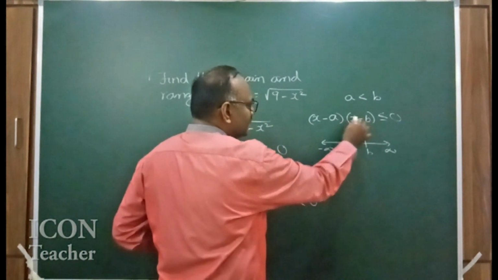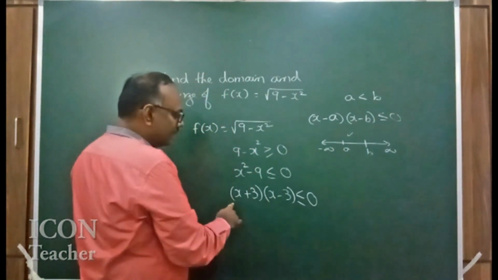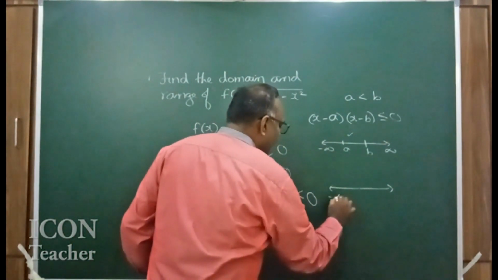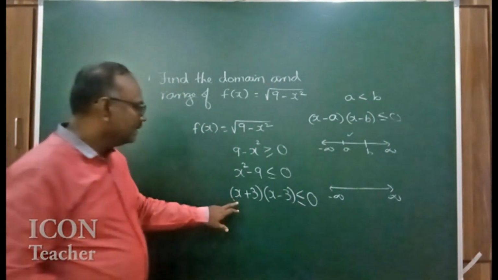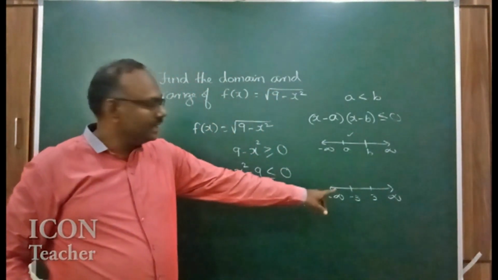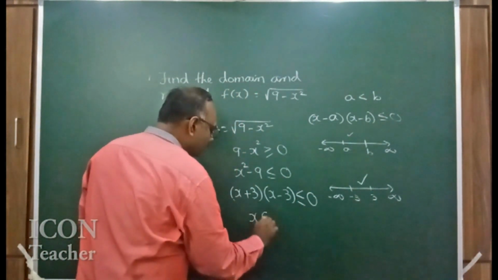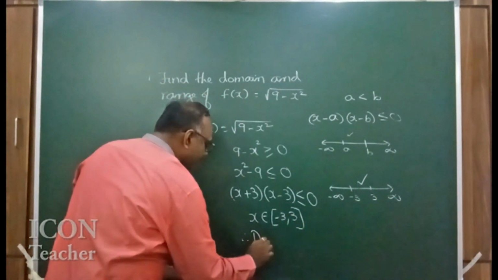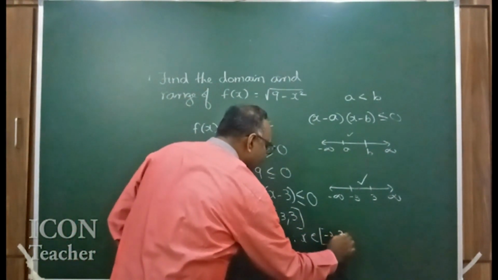So if x minus a into x minus b is less than or equal to 0, the solution lies in the interval a to b. In this case, x plus 3 into x minus 3 less than or equal to 0. We equate each factor to 0, so we get x equal to minus 3 and x equal to 3. We locate the points minus 3 and 3 on the number line, which divides the total number line into three intervals. The solution will be the interval in between minus 3 to 3. So x belongs to minus 3 to 3 is the solution. Therefore the domain is x belongs to minus 3 to 3.